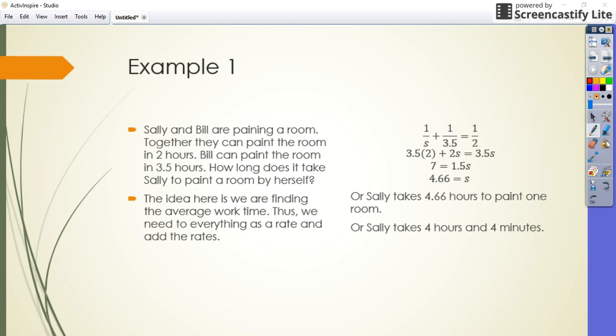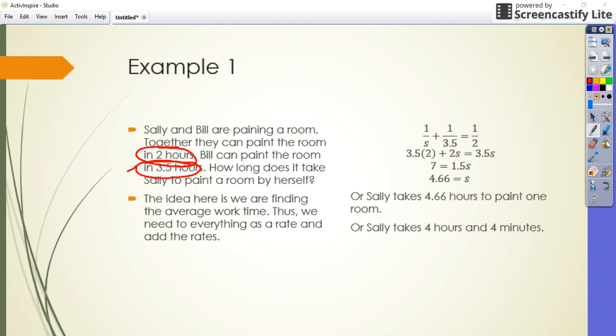So we've got Sally and Billy, and they're painting a room. We know that together they can paint the room in 2 hours, and Bill can paint the room by himself in 3.5 hours. So how long does it take Sally to paint the room by herself? One thing I want to point out first and foremost is that the time it took one of them to do it is more than the time it would take for them to do the job together. If Bill's time was less than 2 hours and together it took them 2 hours, there's something wrong there, because the time for them combined has to be less than their individual times.